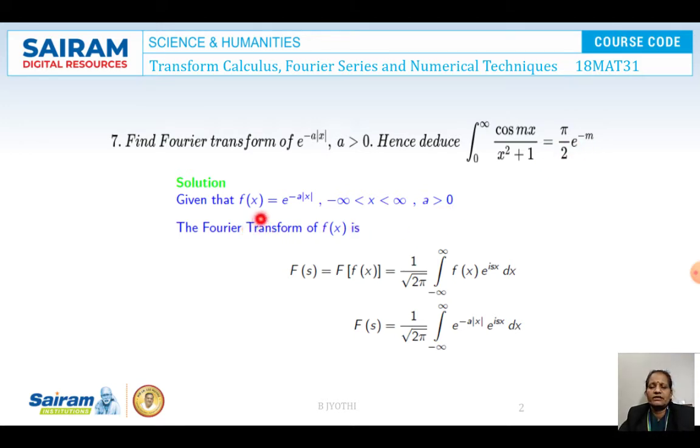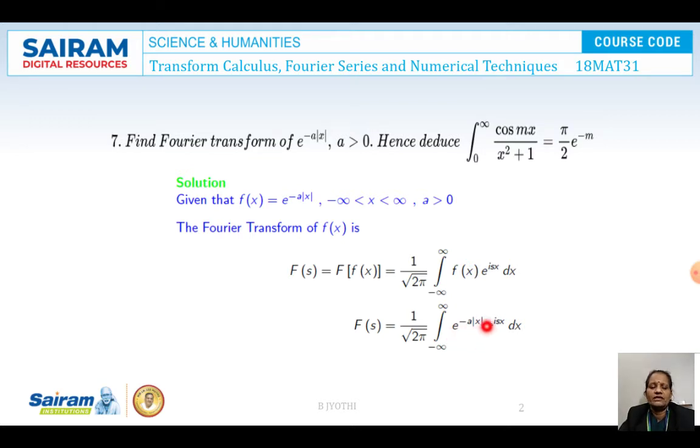Let's consider the given equation, that is f of x is e to the power of minus a mod x, where x is varying between minus infinity to plus infinity and a is greater than 0. The Fourier transform of f of x is given by f of s, that is 1 upon root 2 pi integral minus infinity to plus infinity f of x into e to the power of isx into dx. So let us replace the given function f of x by e power minus a mod x in the next step.